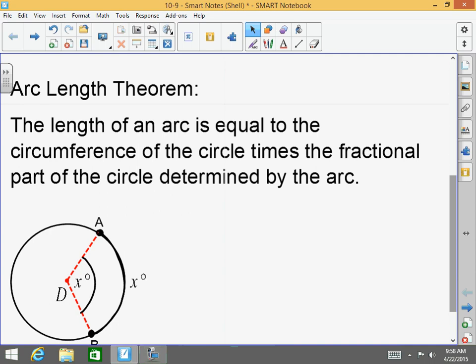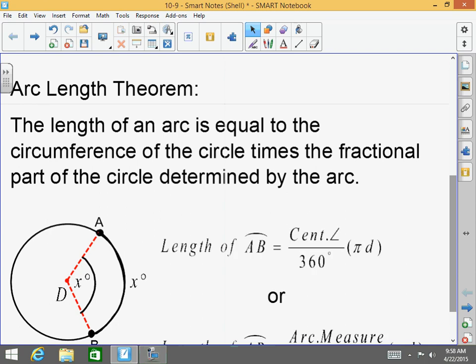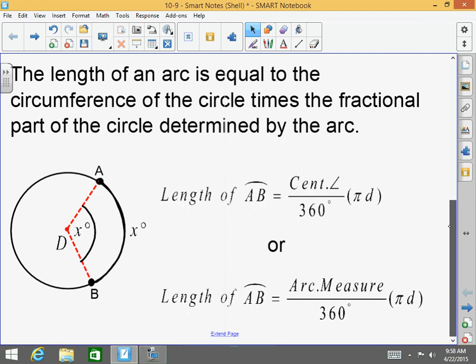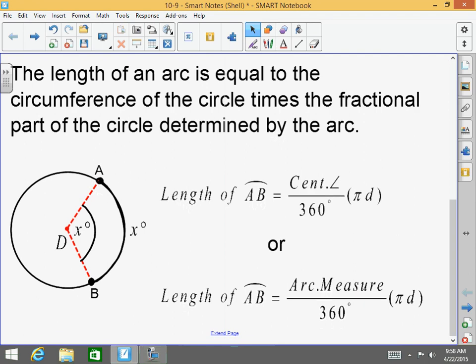But arc length is the length of an arc, okay? The length. And the length of an arc is equal to the circumference of the circle times the fractional part of the circle determined by the arc. What does that mean? That means that the length of arc AB is equal to the central angle divided by 360 times the circumference, pi d, or 2 pi r, depending on what they give you. Or the length of AB is equal to the arc measure of that particular arc you're trying to find the length for, over 360 times pi d, or of course 2 pi r, because this is circumference.